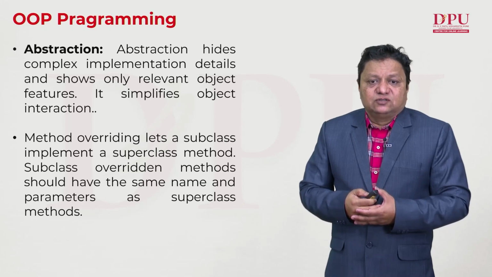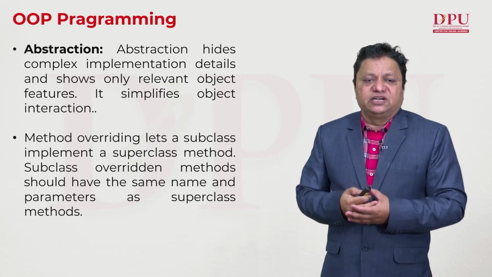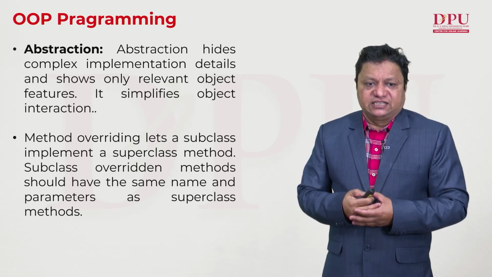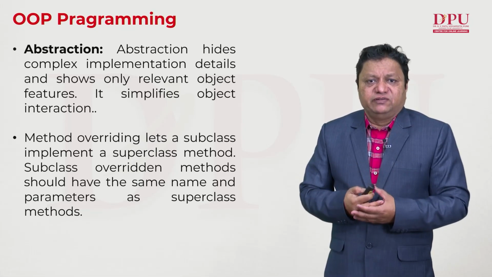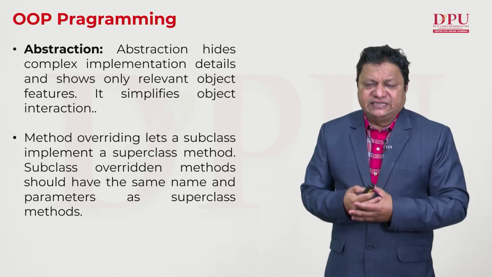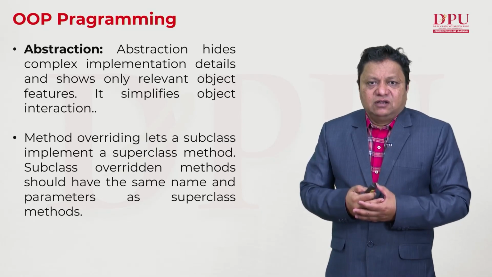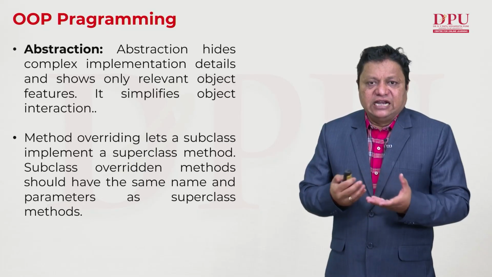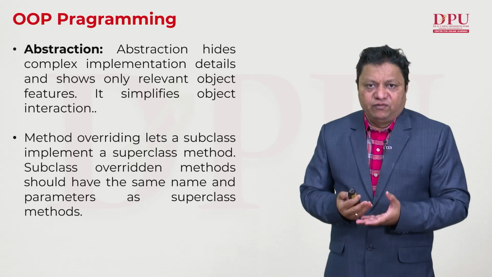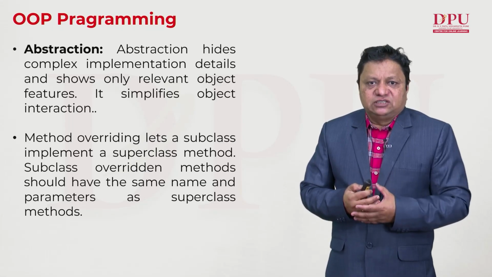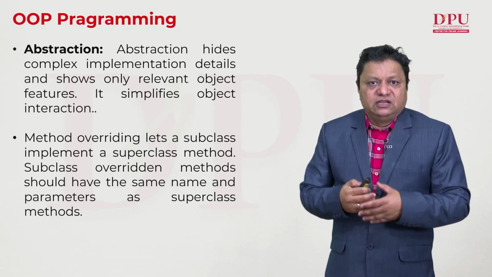Next is abstraction. Abstraction hides the complex implementation details and shows only relevant object features. It simplifies the object interaction. So, what is abstraction? Abstraction is giving the important features without giving the details. Say for example, the best example is the switchboard in your house. When you push the switch, the light will come on, and when you push the same switch again, the light will go off.